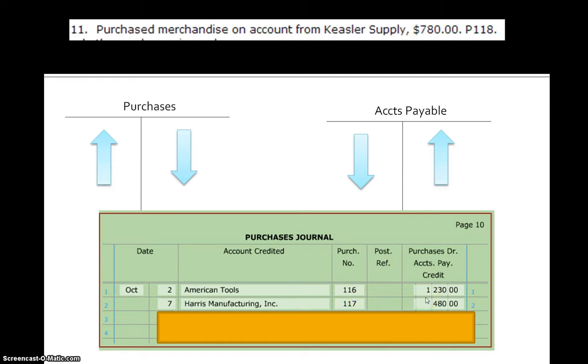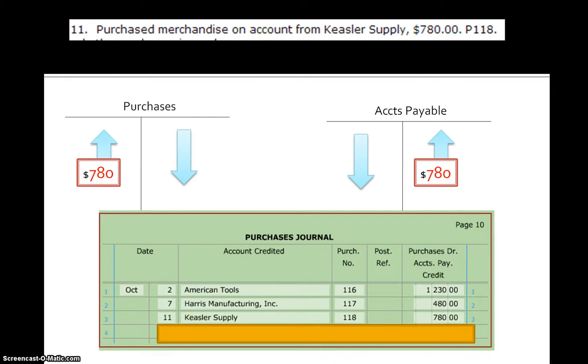Okay. So then on the 11th, we purchased merchandise. Once again, we purchased merchandise on account. So that means we have to use the purchases journal, from Kiesler Supply for $780. So we put down the date, the 11th, in our journal, and we would debit purchases for $780, and we would credit accounts payable for $780. So that's what your transaction would look like.